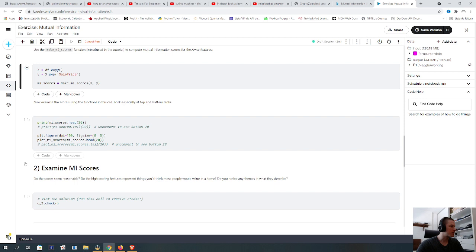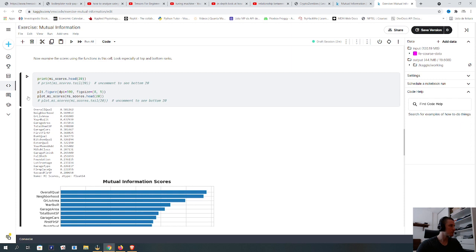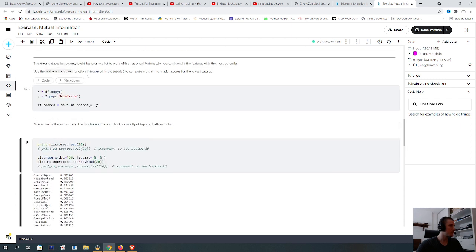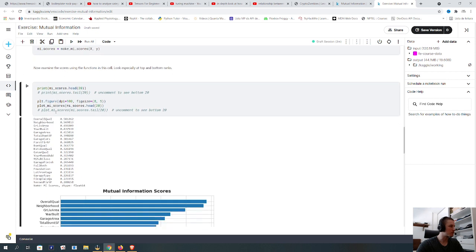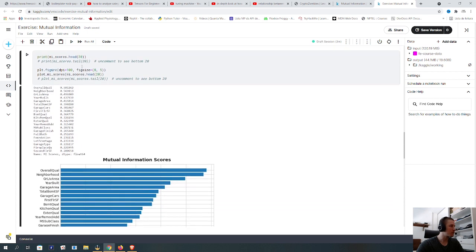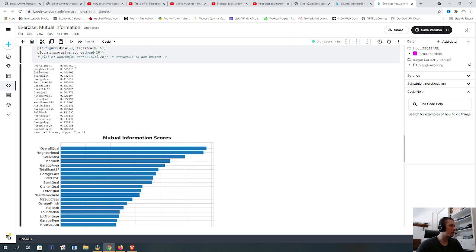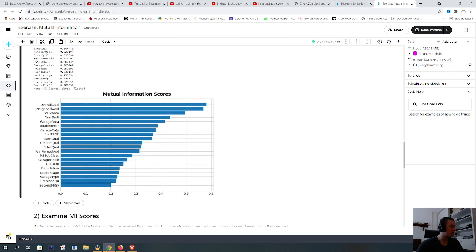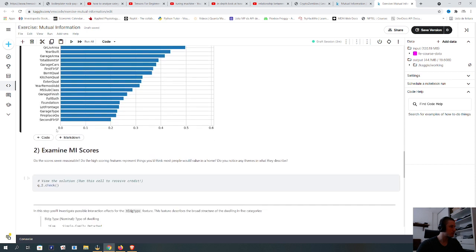Now examine the scores using the functions in this cell. Look especially at top and bottom ranks. And the scores is calling the function defined in the first cell with X and y. What are the MI scores? So overall quality is the biggest. Second from the bottom is the lowest.